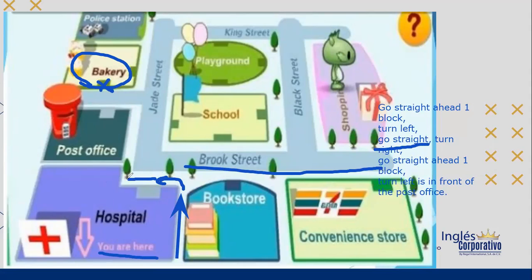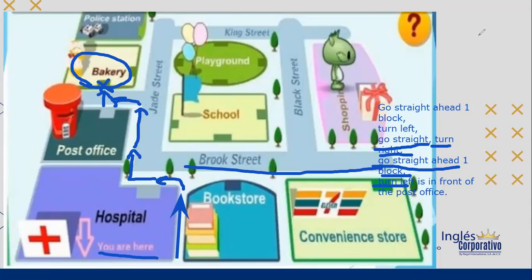Me fui derecho, ok. Después, turn right. Doblé a la derecha. Ok, me voy acá, turn right. De ahí dice, ve derecho una cuadra. Entonces me fui one block. Después dice, turn left, miren. Después dice in front of the office. Y aquí cabal. Ok, so it's in front of the office.